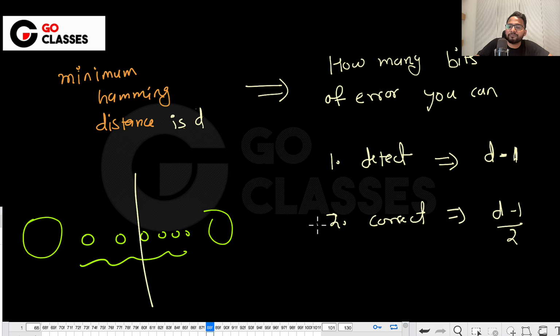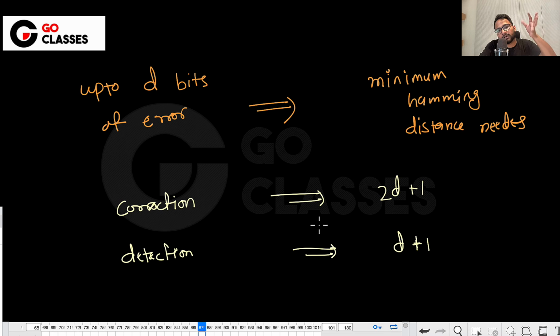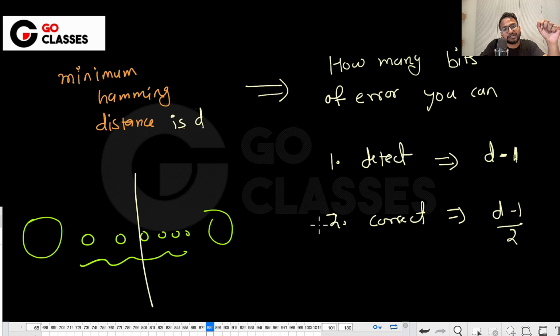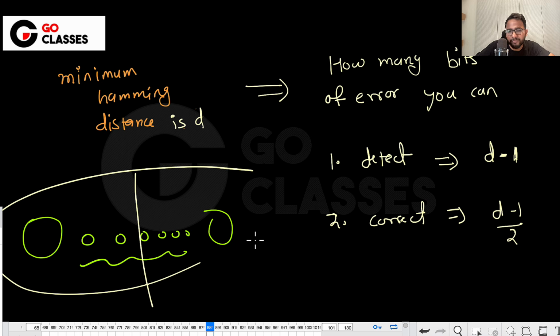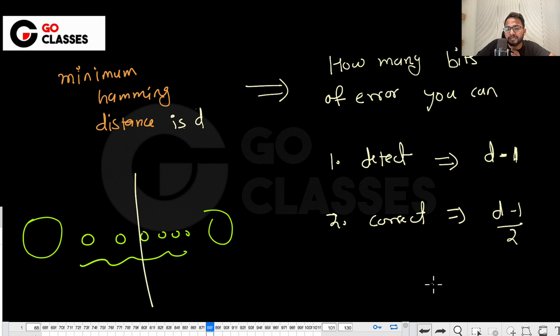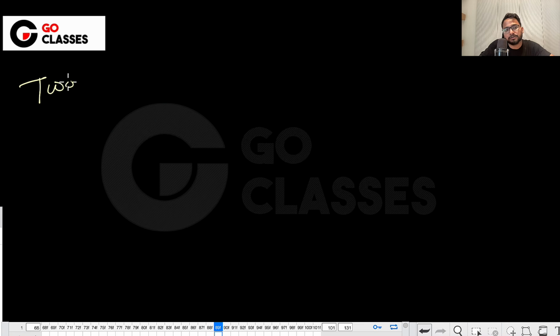So they can ask you the question in this way also: up to D bits of error we want to correct, what is the minimum Hamming distance required? They can ask the minimum Hamming distance, or they can give you the minimum Hamming distance and then ask how many bits of error you can detect and how many you can correct. They can ask in any way. Don't get too confused. You just make this diagram and have your concept in place, and you can answer all the questions. So these are the two ways of asking questions. Let me write them.